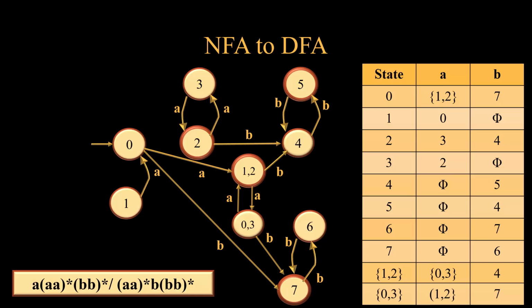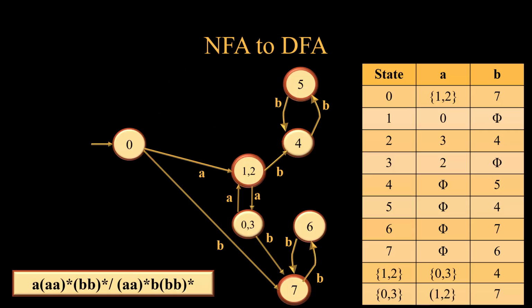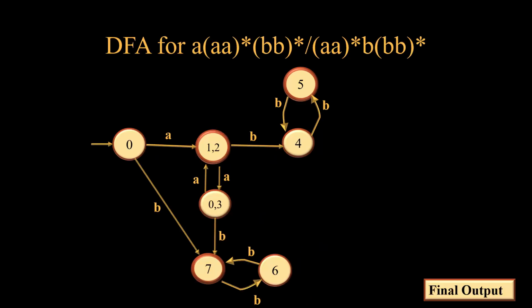Now we don't have any new state, so we draw the DFA corresponding to the table which has been generated. The next step is to check whether there is any redundant state. It is clear that this entire group 3,2 is redundant. Likewise 1 is also redundant, so we remove these states, and the final DFA we get is given here. In this case also we have three final states and one start state, that is 0.